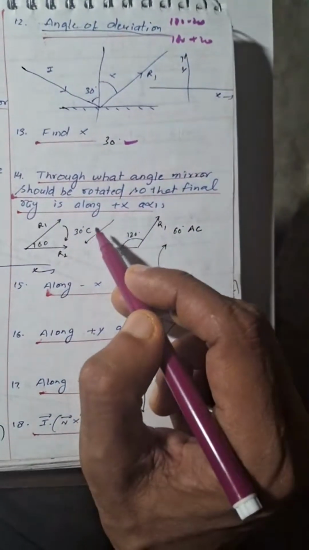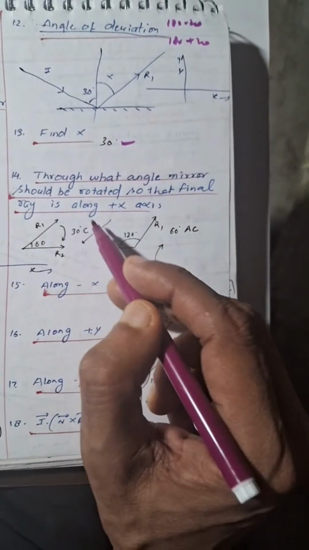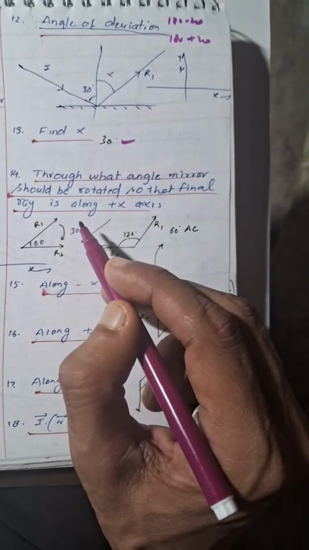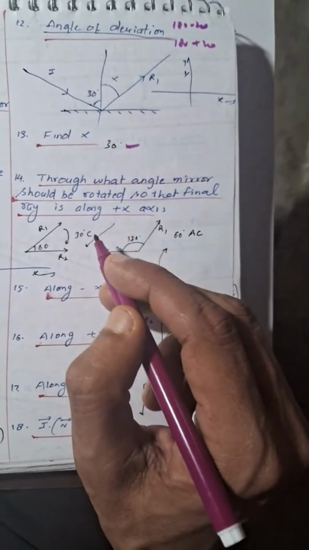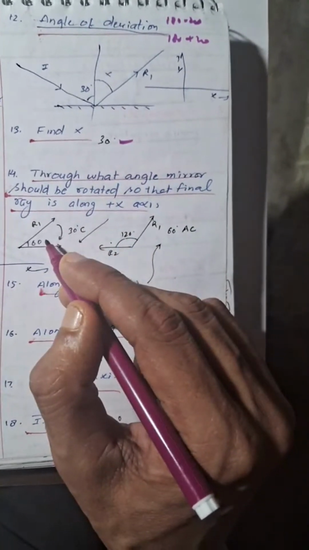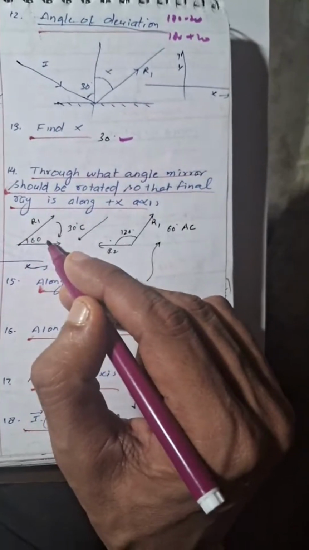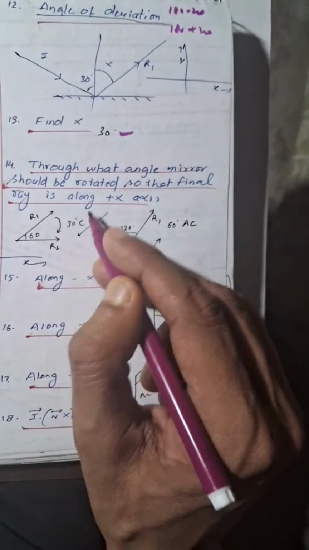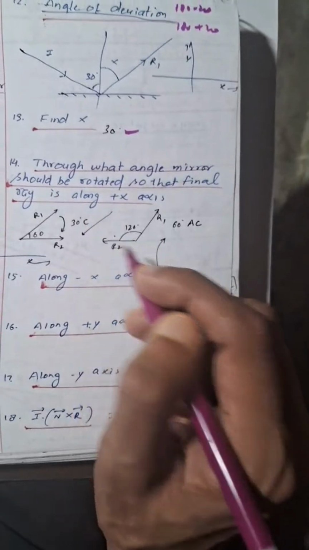That means the mirror has to be rotated by 30 degrees, because if the mirror is rotated by theta, the reflected ray rotates by 2 theta. So if the reflected ray is rotated by 60, the mirror will have to rotate by half the angle, that is 30 degrees.